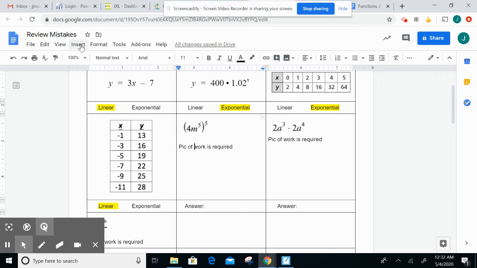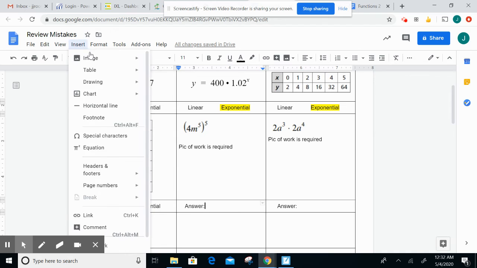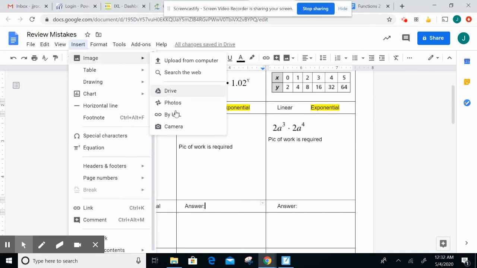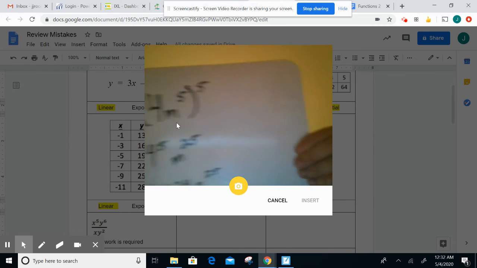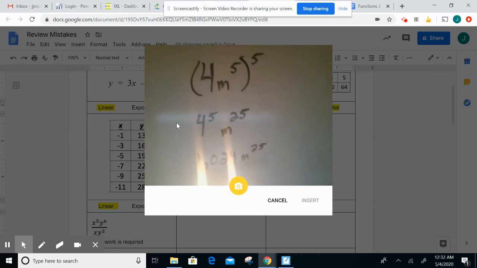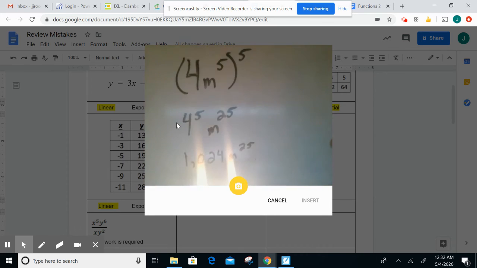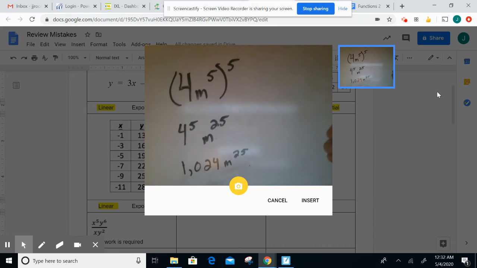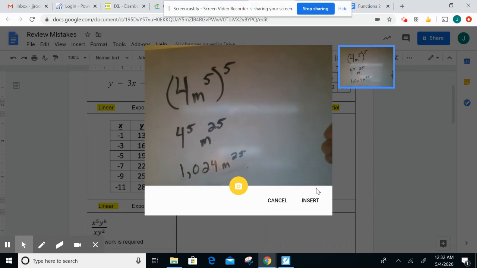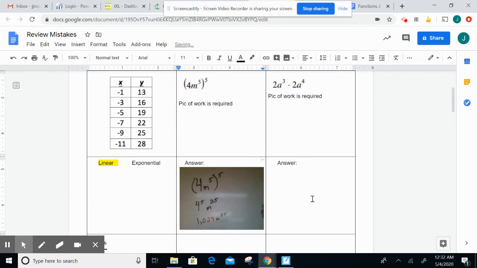Go to Insert. Oh, let me make sure I'm clicked in the right spot. Go to Insert. Make sure you're clicked in the box. Insert. Image. Hit Camera. And just hold your work up to the camera. The light's kind of out there. Take a picture. Make sure that the correct one is clicked and hit it. That's what I want to work.